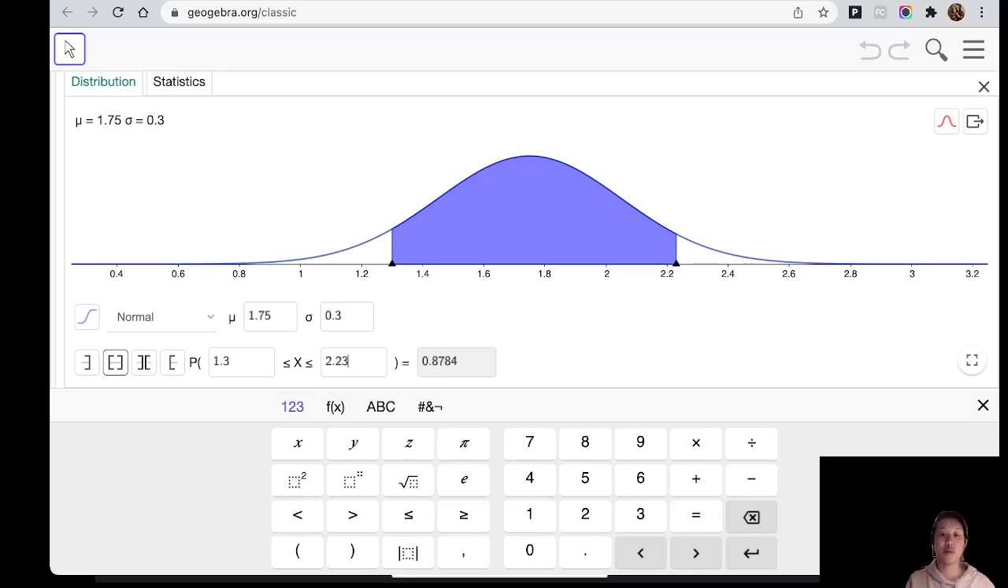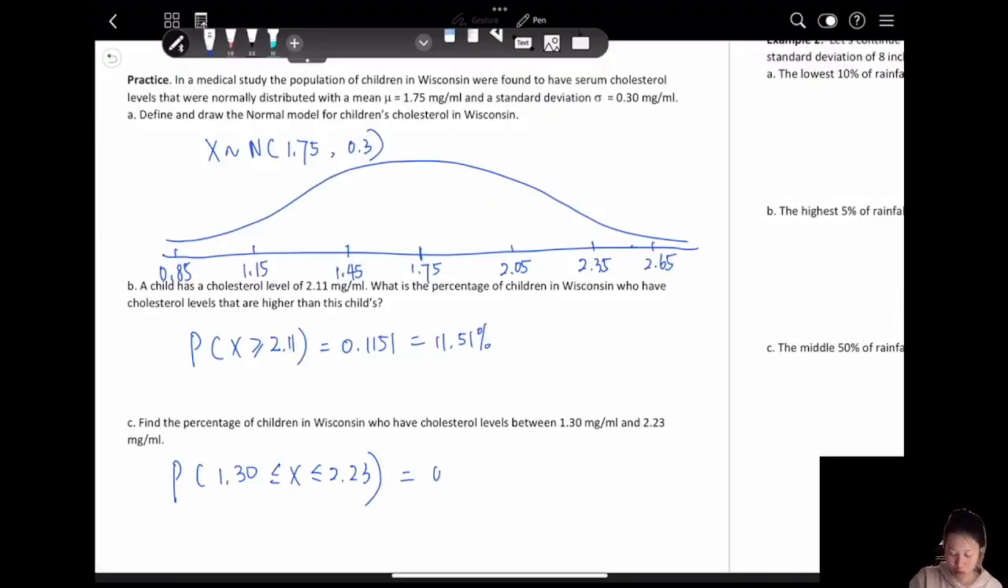Okay, so it turns out the probability is going to be 0.8784, which is 87.84%. Okay, so that's easy, right? So let me know if you have any questions about GeoGebra.